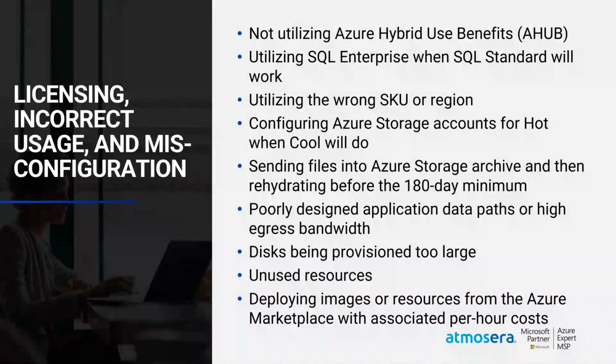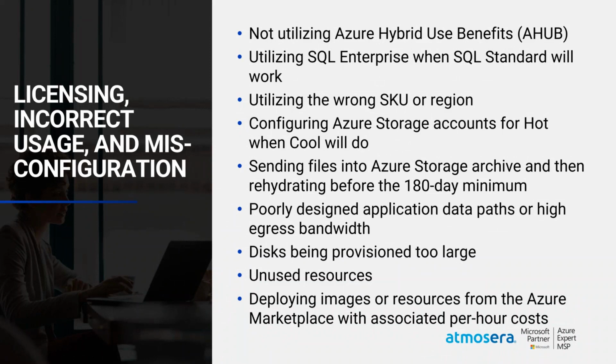Poorly designed application data paths or high egress bandwidth is also pretty big here. By a poorly designed application data path, that means that maybe I have a middleware server that is in East US, but I placed my web servers in East US 2 for some reason. Well, I'm getting charged for the data leaving East US and for the data leaving East US 2. Of course, ingress data into those is always free, but if you utilize a lot of data between regions, you could see your bill go up because of that.